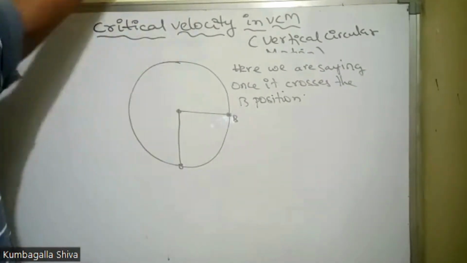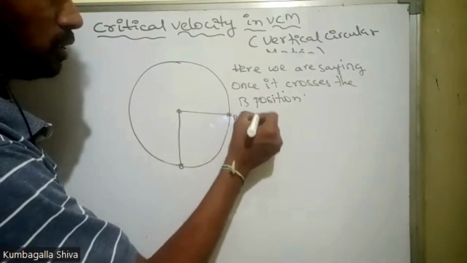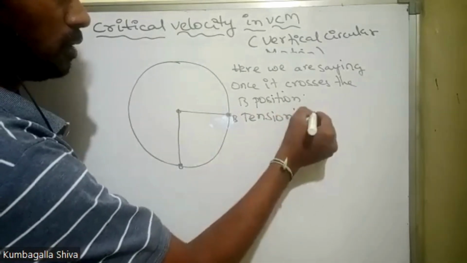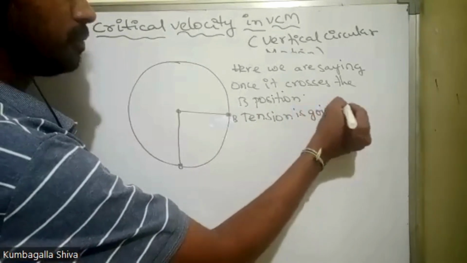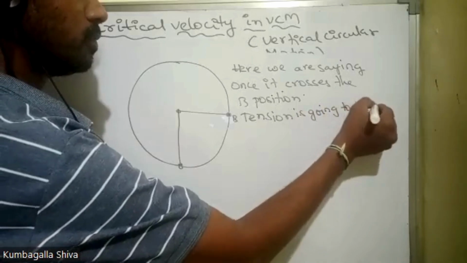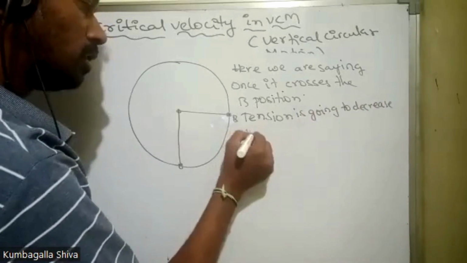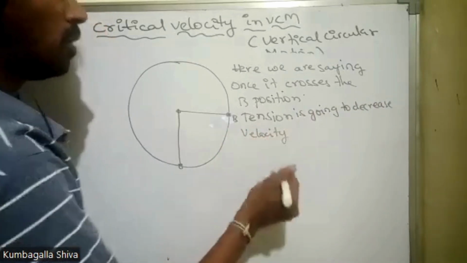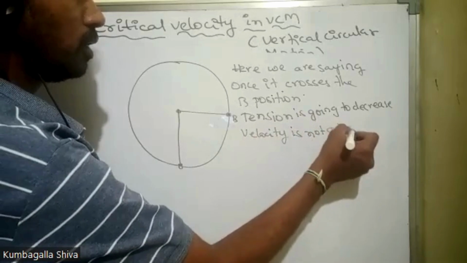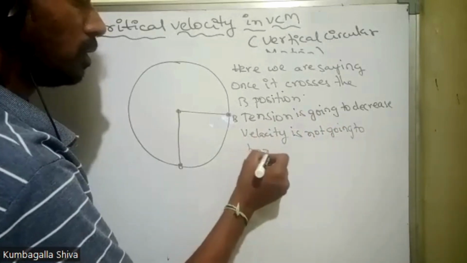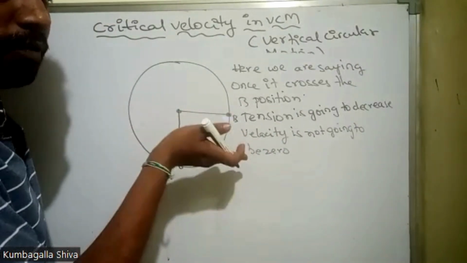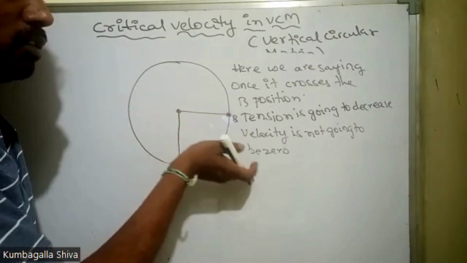The tension is going to decrease. Velocity is not going to be zero. Why is it not becoming zero? Because you have imparted more velocity. That is why it is not going to be zero.